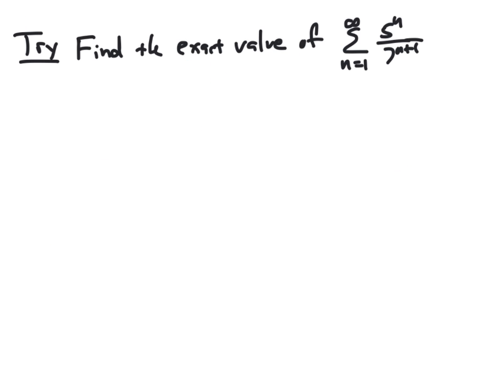If you'd like to try a similar example, find the exact value of the series from n equal 1 to infinity of 5 to the n over 7 to the n plus 1. You can resume the video, and in a few seconds, you'll see the full solution.